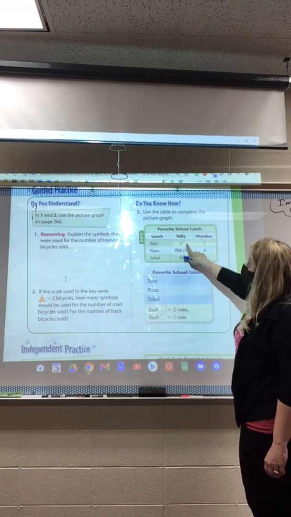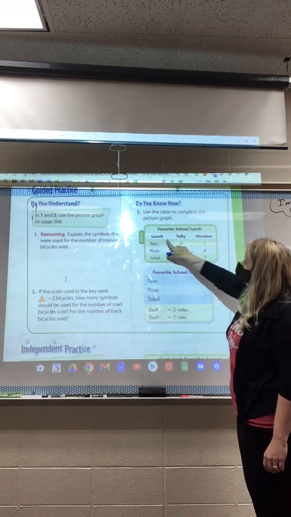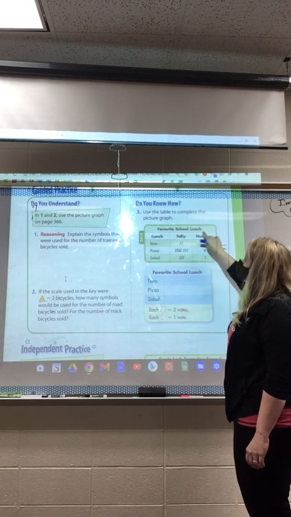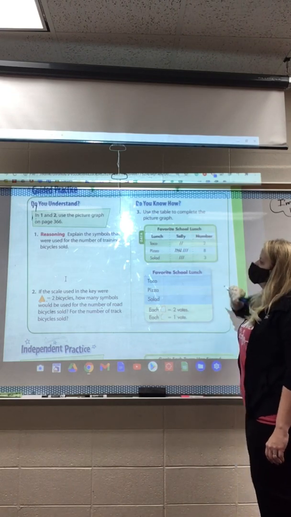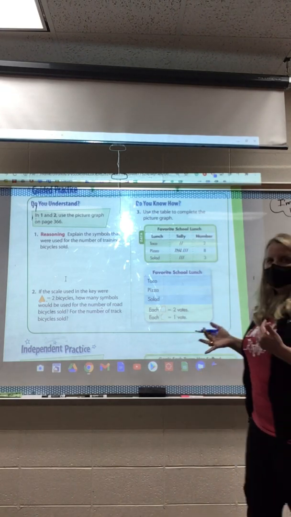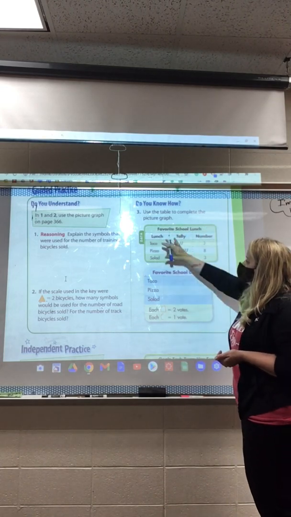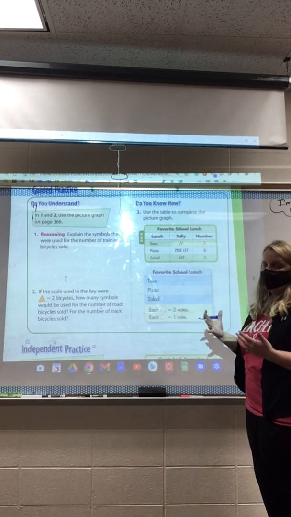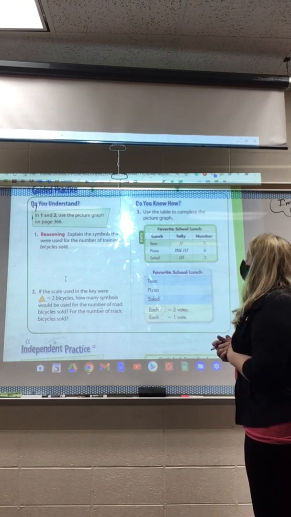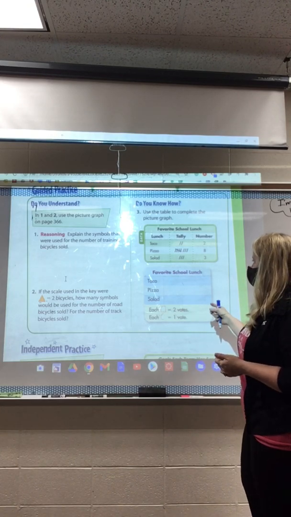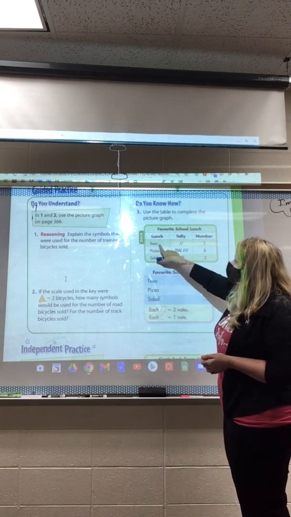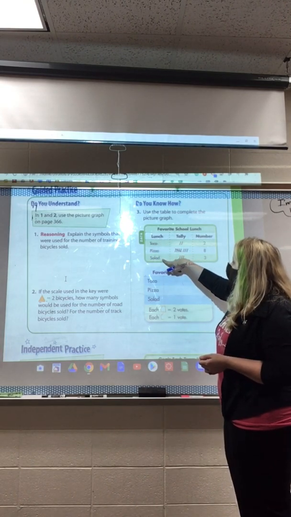So over here I have some tally marks. It says number, lunch, and the title is favorite school lunch. So remember, when you're looking at data tables or graphs, you're really looking for a title and some labels before you even begin doing anything. Okay? So here it says we're going to use the table to complete the graph. So it looks like for lunch they could either order tacos, pizza, or salad.